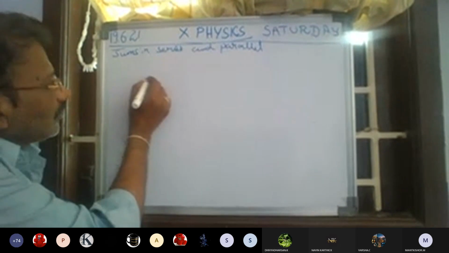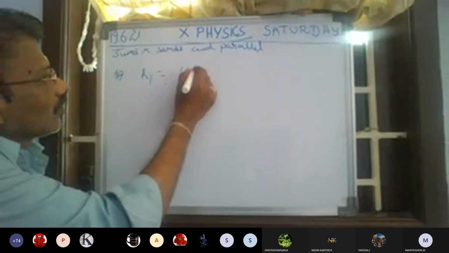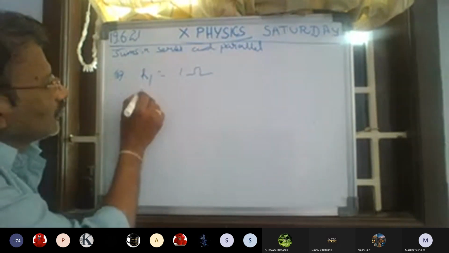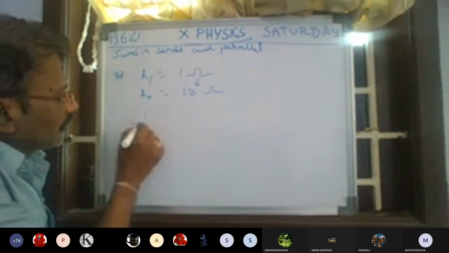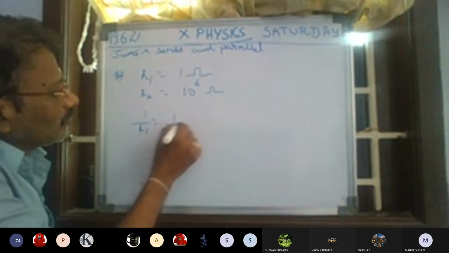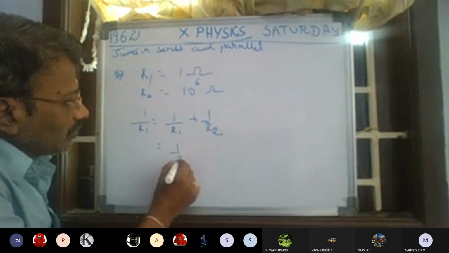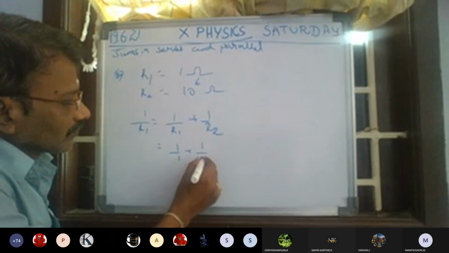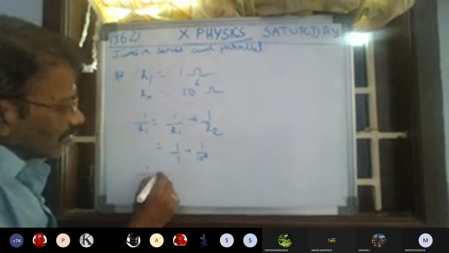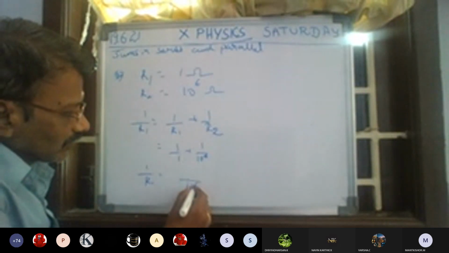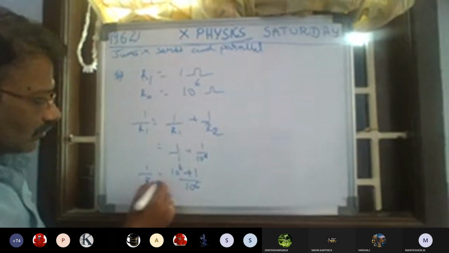So what is R1? R1 is equal to 1 ohm. Then R2 is equal to 10 to the power 6 ohms. So 1 by R is equal to 1 by R1 plus 1 by R2, which is 1 by 1 plus 1 by 10 to the power 6. Taking everything over 10 to the power 6, 1 by R is 10 to the power 6 plus 1 over 10 to the power 6.